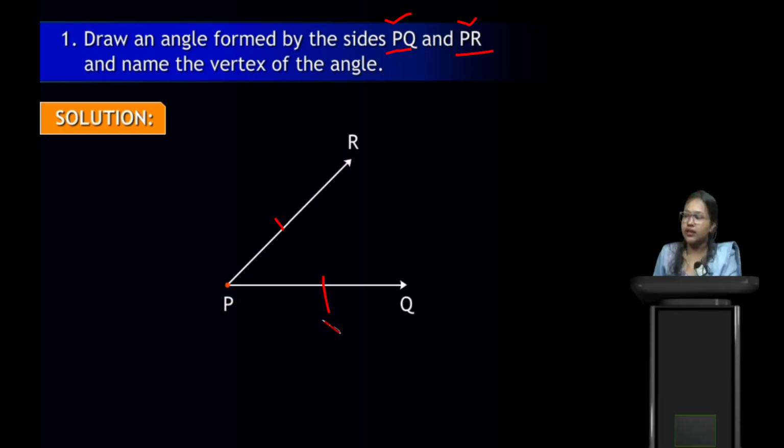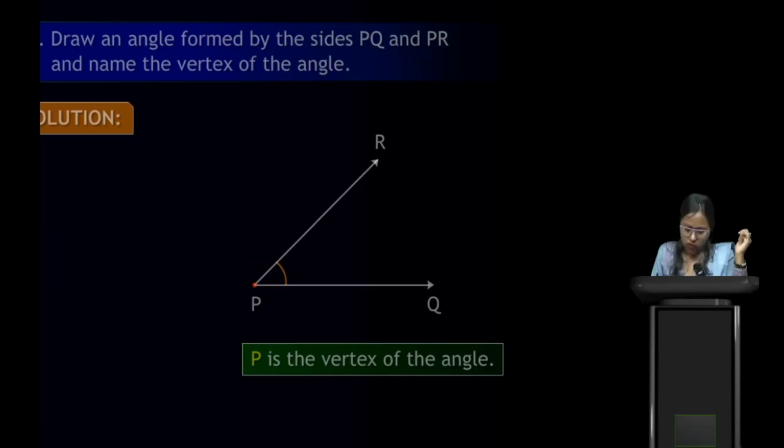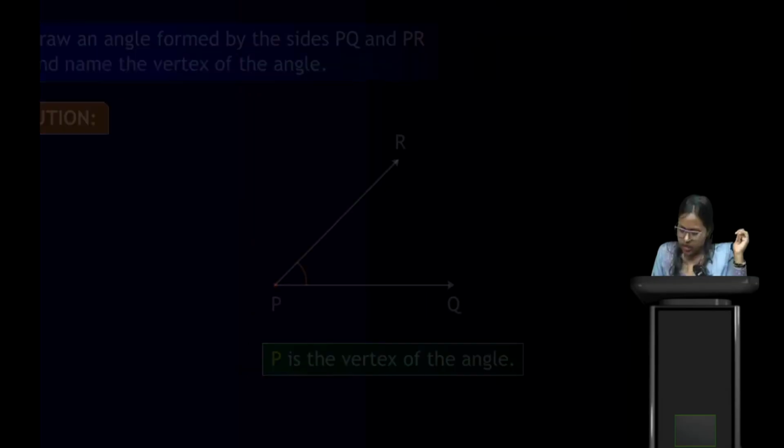So what is the representation for the angle here? Angle RPQ, or you can say QPR, because P is the common point in them, and PQ is one arm and PR is another arm. That means the angle is made at the point P. Where the angle is made, that point is the vertex of the angle, we know. So what would be your answer then? What is the vertex? P is the vertex.